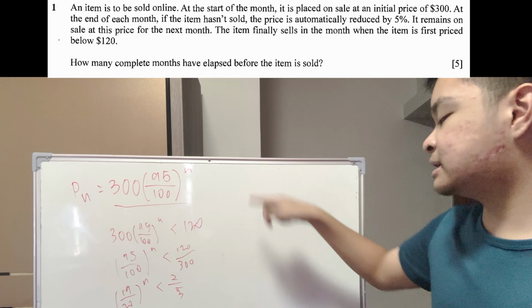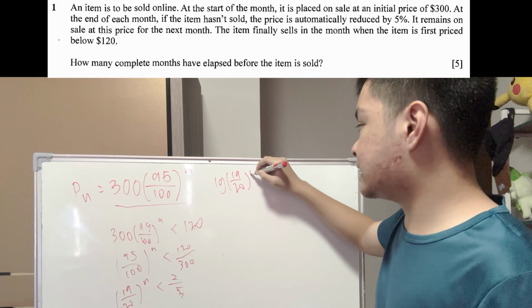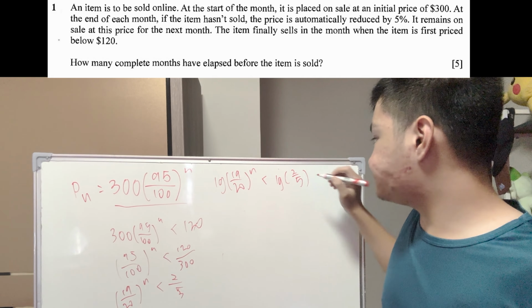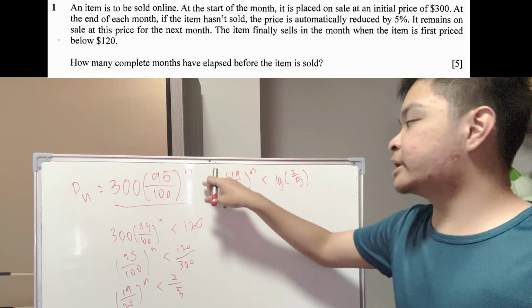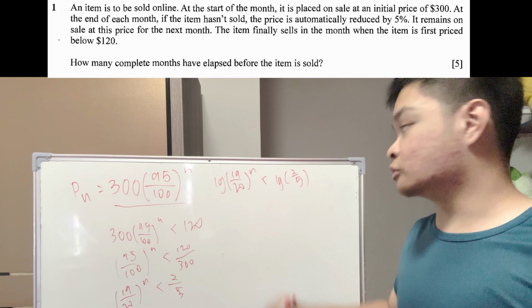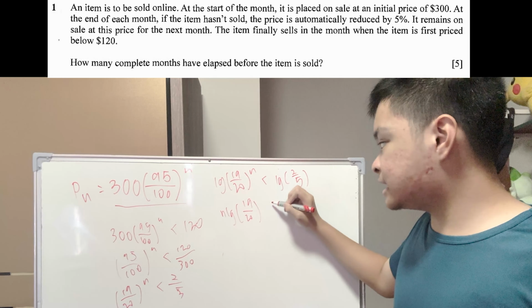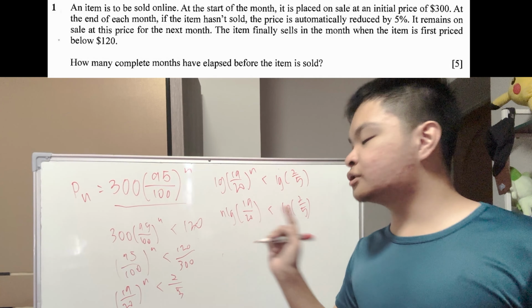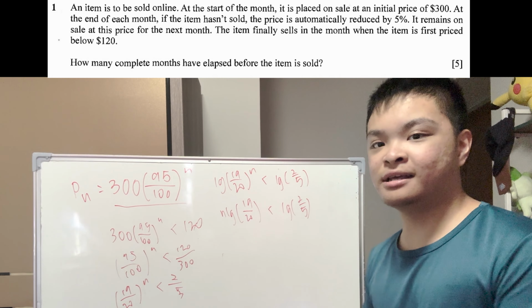So, I'm going to write this here. So, we have a log of (19 over 20)^n, which is lesser than log of 2 over 5. So now we can do our usual business. This one, bring it to the front because of our logarithm rules. And n log of 19 over 20, this is less than log of 2 over 5. Now we need to then divide our log 19 over 20 to the other side.